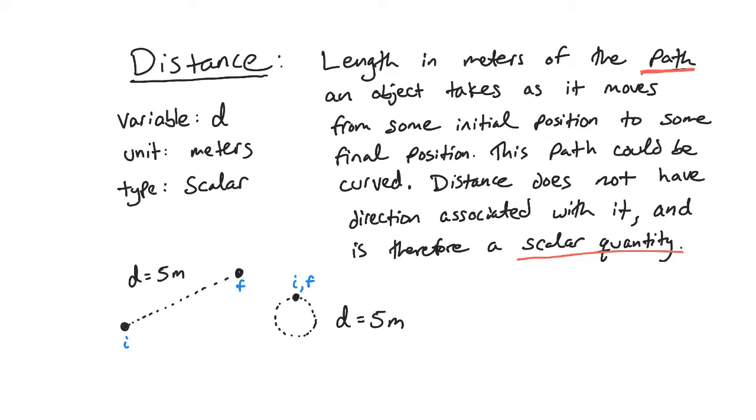But in this other example, we start at some initial position, and we travel along a path, and we do travel 5 meters in distance, but we end up exactly where we began, at the same final position as our initial position. Pretty interesting, right? So that's going to lead us into the next idea of really what displacement is all about.